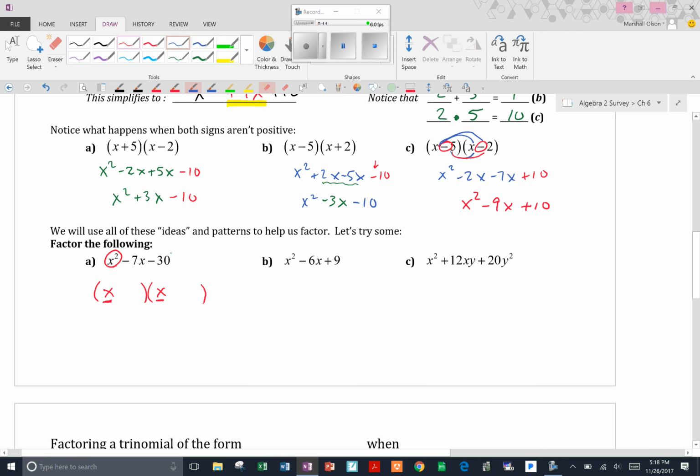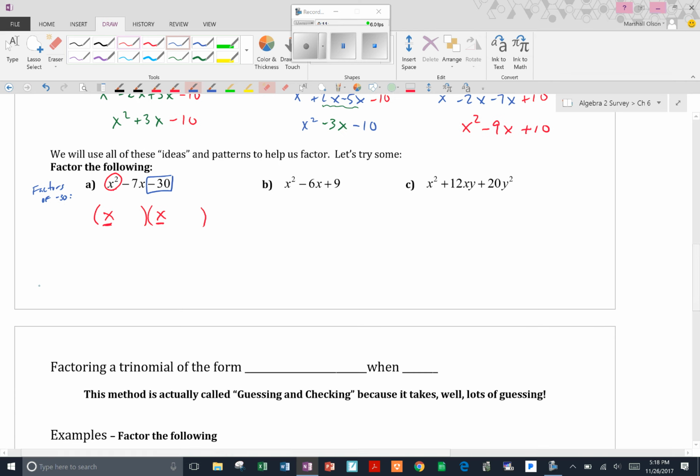Now, the next thing I'd like you to look at is that negative 30. That's pretty much the most important value here because we want factors of negative 30. Okay, we want factors of negative 30. So I'm going to think of things like, and I'm going to put them in pairs. So like 1 and 30, except one would have to be positive, one would have to be negative. 2 and 15, 3 and 10, 5 and 6, that sort of thing. Okay, we need to put those factor pairs here because that's how we get that negative 30 at the end.